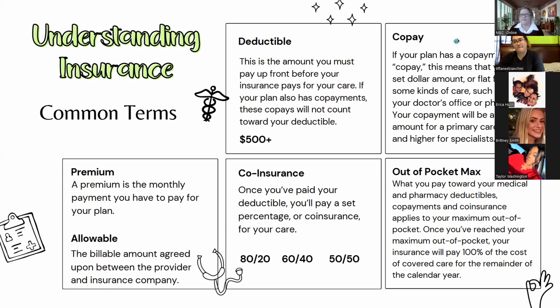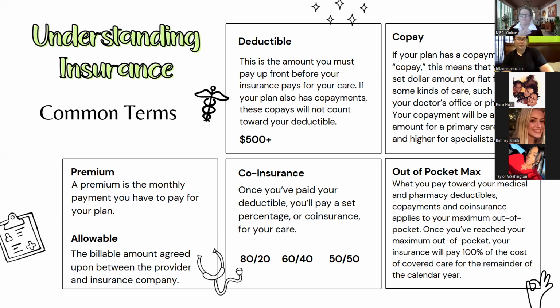All right, so we're going to look right next to that at the copay amount. Not all insurance plans have a copay. If your plan has a copayment or copay, this means that you pay a set dollar amount or a flat fee for some kinds of care, such as seeing your primary doctor, a visit to your doctor's office, or the pharmacy. Certain levels of drugs will have a copay instead of an out-of-pocket amount.